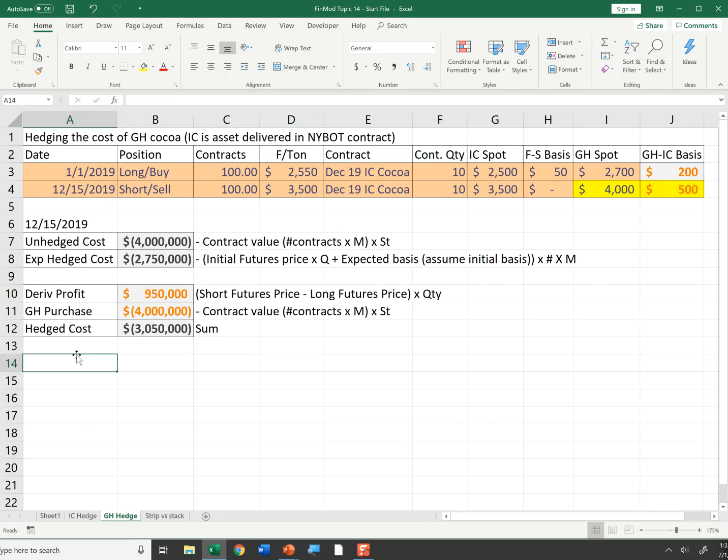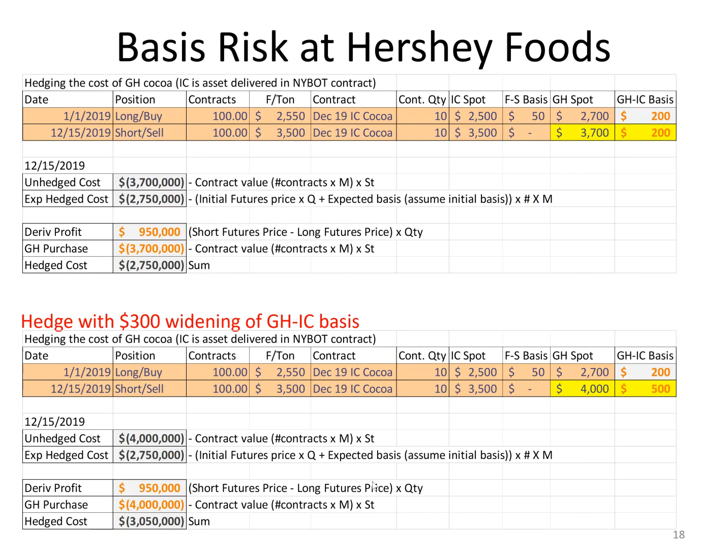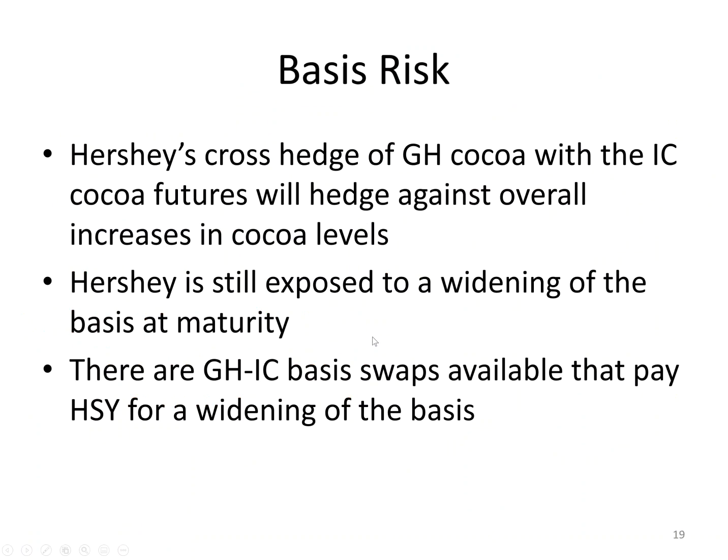So this is their situation now. They're hedged against overall price increases of cocoa, assuming Ivory Coast and Ghana are perfectly correlated and move together. Their remaining risk is the basis, the fact that Ghana and Ivory Coast cocoa are not moving one for one. So let's talk a little bit about this. Hershey's cross hedge of Ghana cocoa using the Ivory Coast cocoa futures contract will hedge against overall increases in cocoa levels as long as the basis doesn't change. But in this case, Hershey is still exposed to a widening of the basis at maturity.